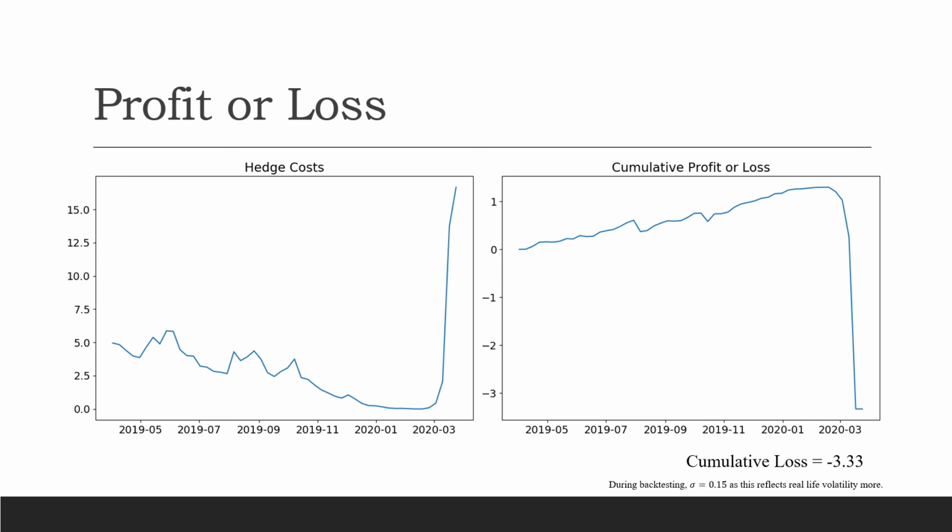The graphs on the slide show you how our hedging costs and cumulative profit or loss moved as we moved through the year. Even though our strategy was not perfect, if we simply charged an equivalent premium of $4.96, we would have had a loss of $11.70, as we would have had to pay $16.66 to fulfill our guarantee.